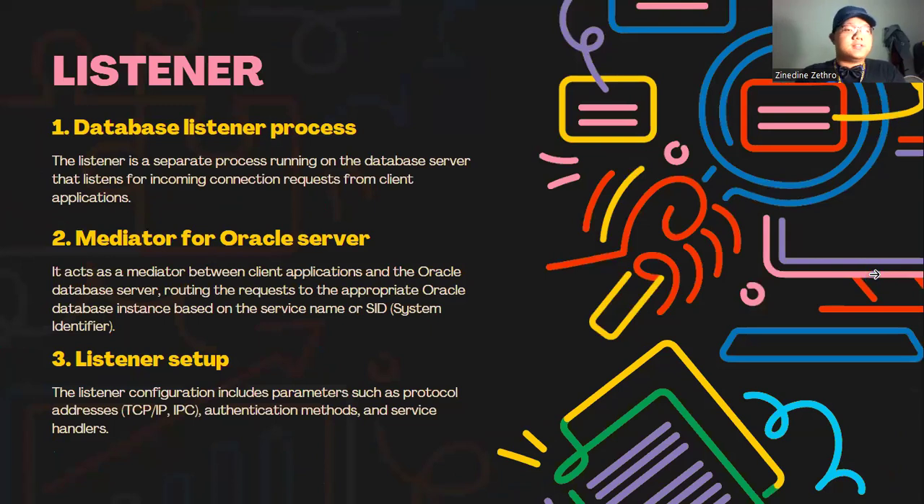First of all, let's start with the listener, which is arguably perhaps one of the most important parts of an Oracle database. So there are three main points for listeners. First of all, is the database listener process. The listener is a separate process running on the database server that listens for incoming connection requests from client applications. So the listener is the one that connects the client through their client applications to the database itself.